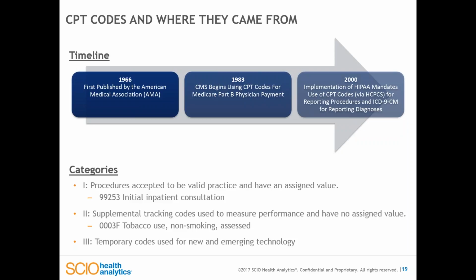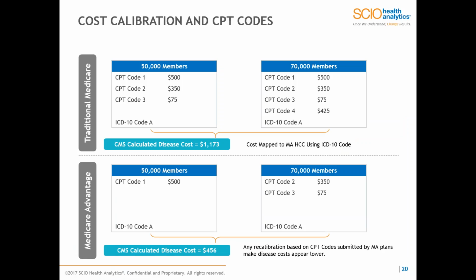CMS, Medicare Part B began to use CPT codes in 1983, and then as we move on to 2000, it became mandated. Interestingly enough, I believe Medicare began in 1965. So the first published CPT code listing by the AMA was in '66, right? Just following that. And there are many categories of CPT. So then you ask, why are they important?